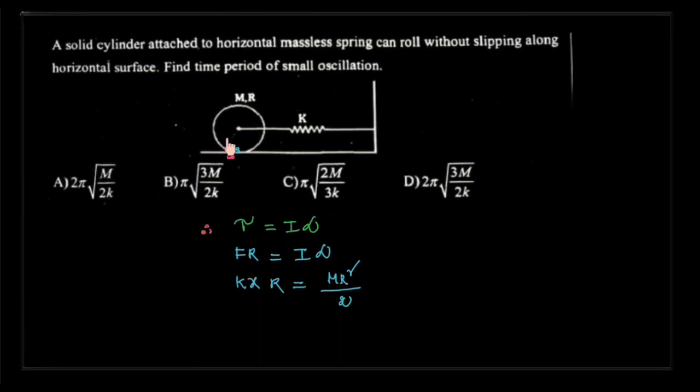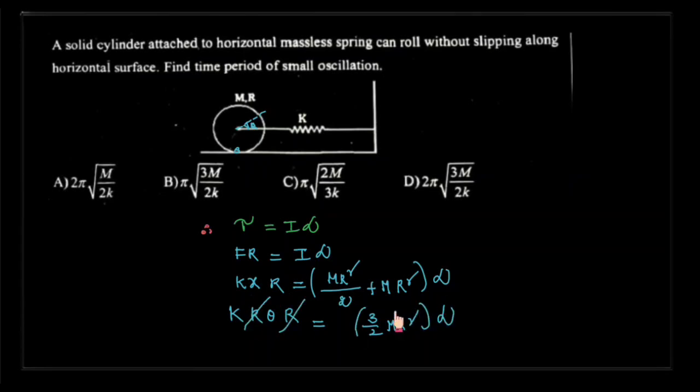But it is rotating about the contact point here, so it is mr square by 2 plus mr square. If it were about the center it would be okay, but here it rotates about the contact point. And X can be written as r into theta, so k into r into theta into r. For example, when it rotates by some angle and moves forward, the torque created is k into r into theta into r. Therefore this can be written as 3/2 into mr square into alpha.